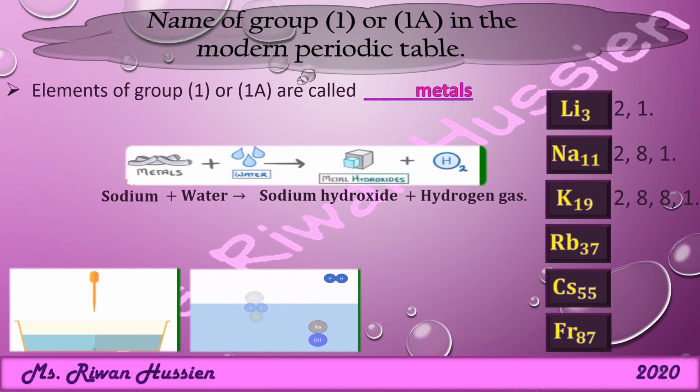If we add a few drops of litmus solution into the beaker, it turns blue, and this indicates the formation of an alkaline solution, which is sodium hydroxide. So, elements of Group 1 or Group 1A are called alkali metals. To test for hydrogen gas, place a lit splint at the mouth of the reaction vessel. You should hear a pop sound.